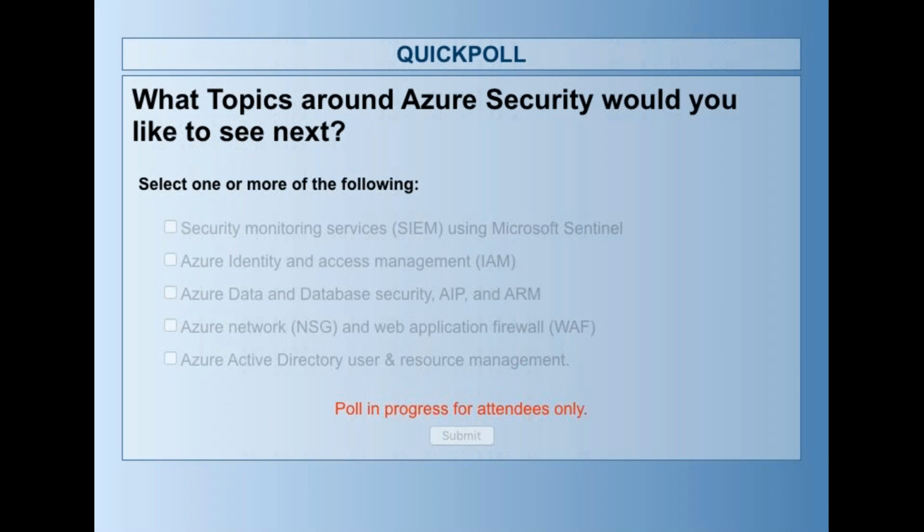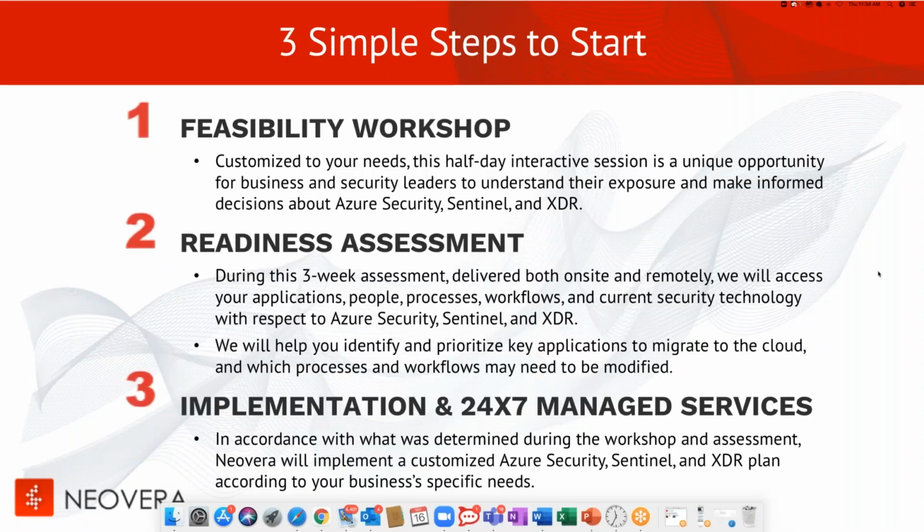So what topics around Azure security would you like to see next? Security monitoring services using Microsoft Sentinel, Azure Identity and Access Management, Azure Data and Database Security, Azure Network and Web Application Firewall, Azure Active Directory User and Resource Management, or all 5 of them. I think some of you have seen these questions before, and based upon your responses, this is the reason that we presented secure remote access to Azure today. We had quite a few people requesting that. Last time we wanted secure remote access, so that's what we did. It'll be interesting to see what the results are this time.